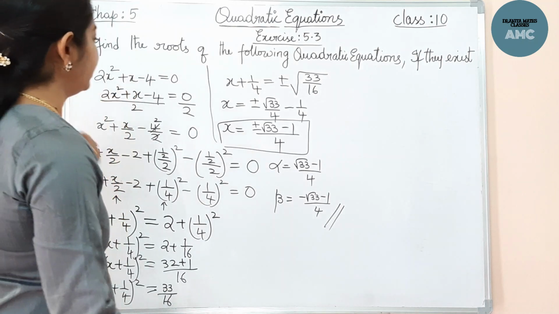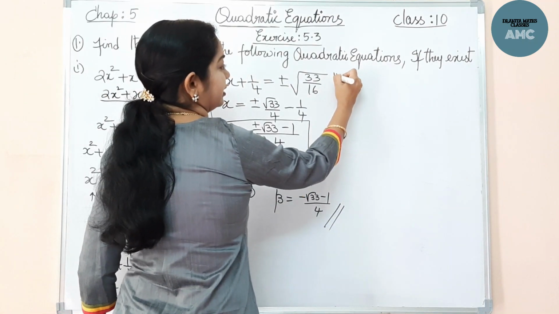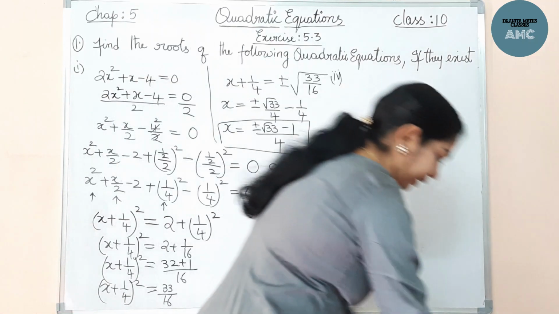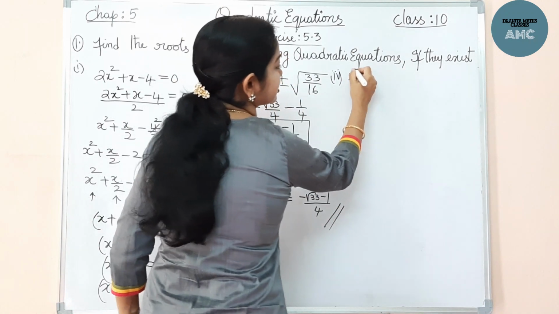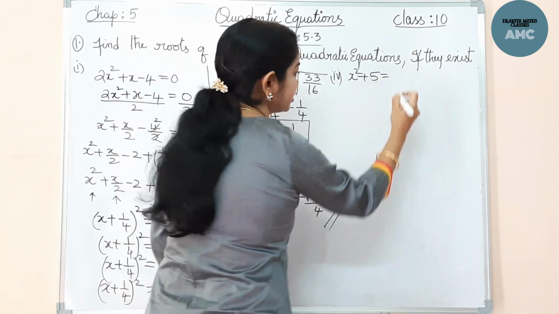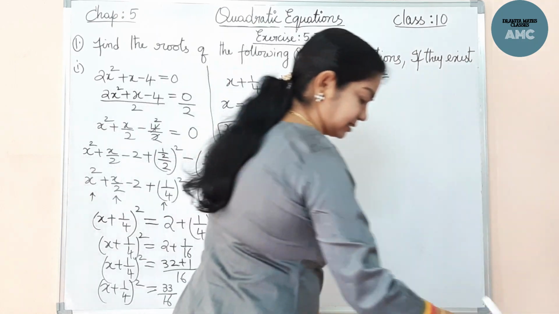There is another one here. Let me do the fourth problem in your textbook. It is x square plus 5 equals to minus 6x, right?